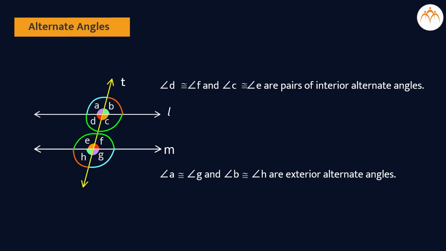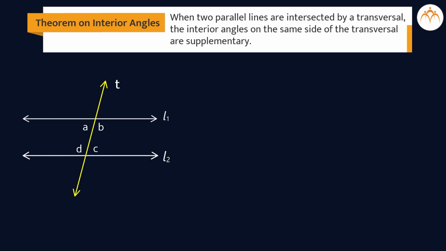Now let's prove these properties. We will first study the theorem on interior angles and its proof. Theorem on interior angles. When two parallel lines are intersected by a transversal, the interior angles on the same side of the transversal are supplementary.